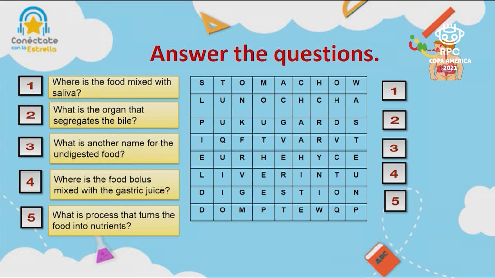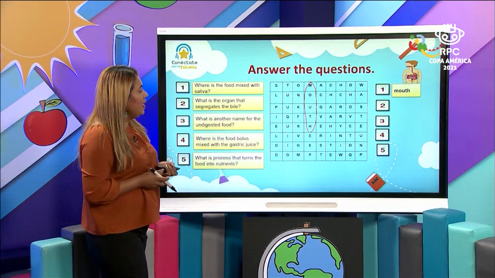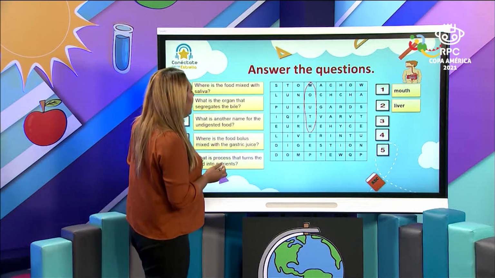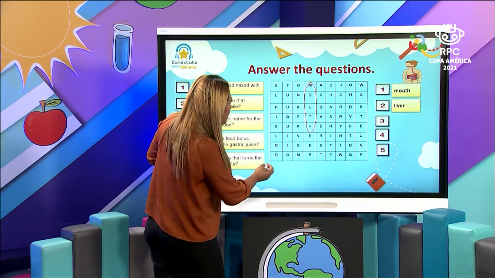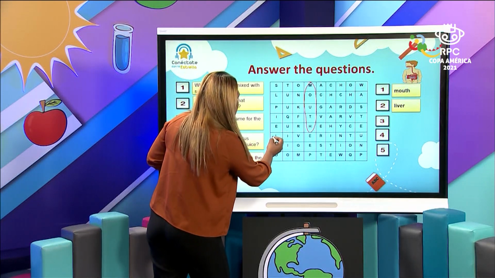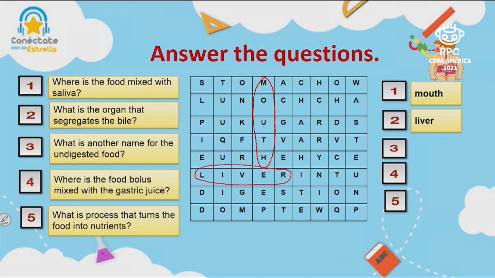Okay, the first one says, where is the food mixed with saliva? Do you remember? In the mouth. Okay, we have to try to find the word mouth. In here we have, this is the mouth. Good. Let's go to the second. What is the organ that segregates the bile? Okay, it says that is the liver. Where is the liver? Okay, let's see. Okay, here we are, the liver.